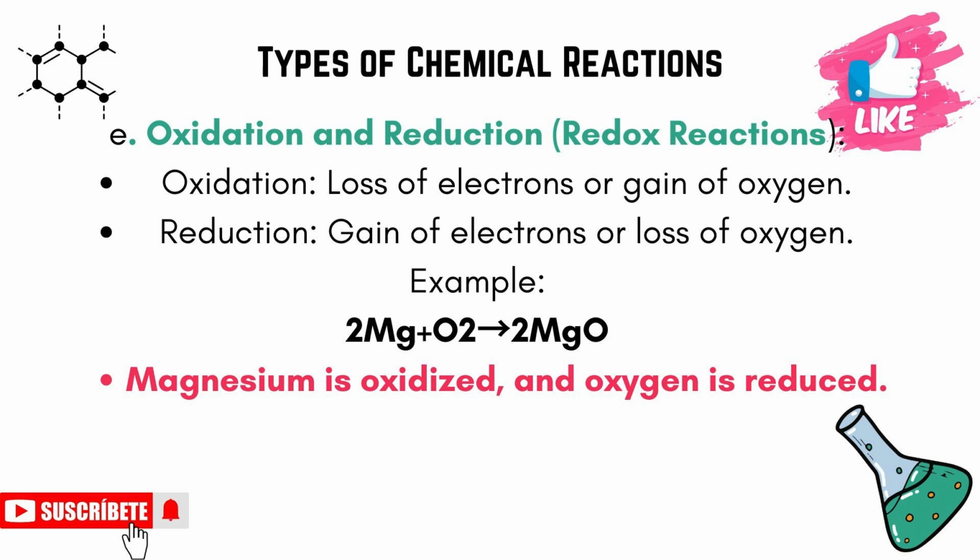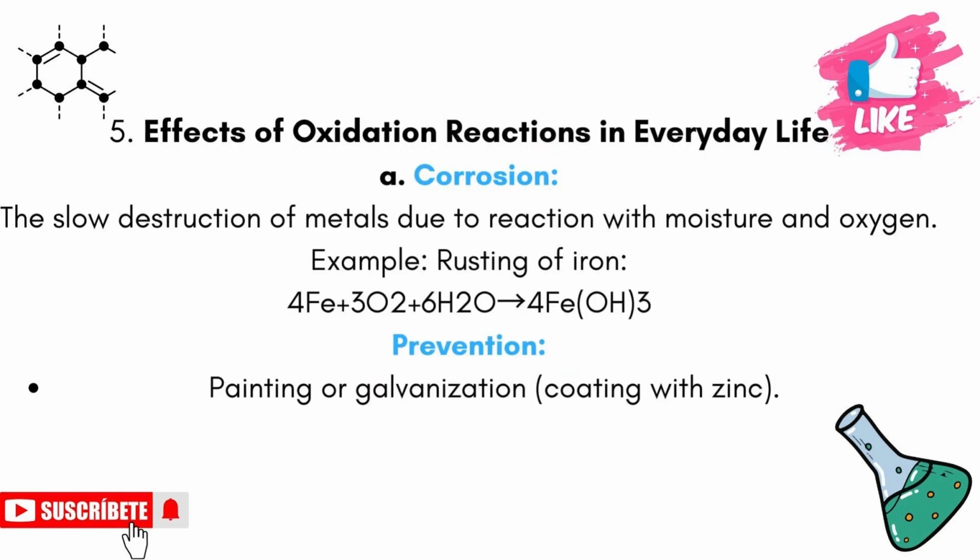Oxidation and reduction, redox reactions. Oxidation, loss of electrons or gain of oxygen. Reduction, gain of electrons or loss of oxygen. Example, 2Mg + O2 → 2MgO. Magnesium is oxidized and oxygen is reduced.